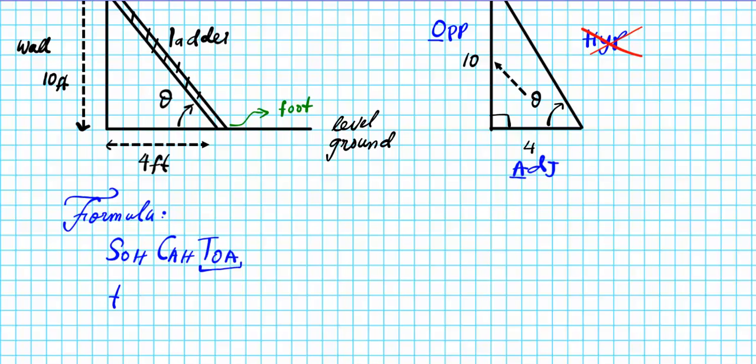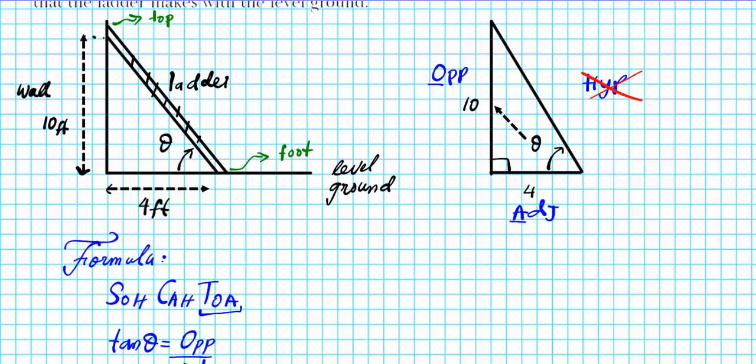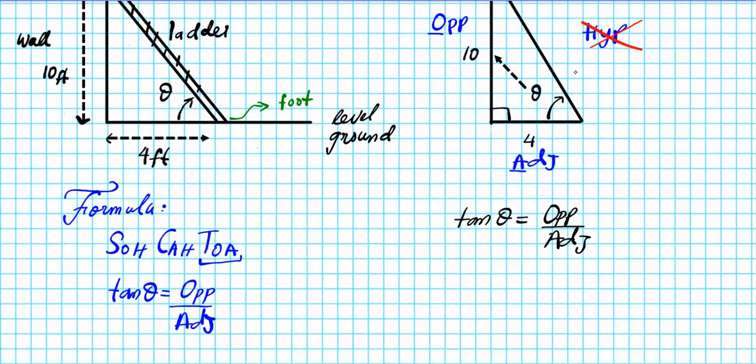So the formula, to be more specific, is tan theta equals opposite over adjacent, all right? Okay, now let's apply to this situation that we have here. Tan theta, which is what we're looking for, is going to be our opposite over adjacent. So if we substitute values from this triangle, theta is unknown, it remains a variable. The opposite is 10 and the adjacent is 4.